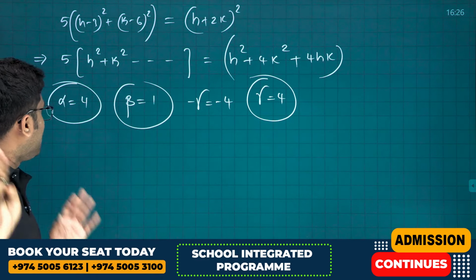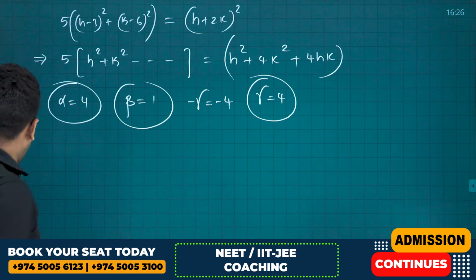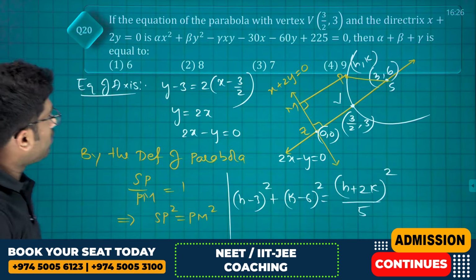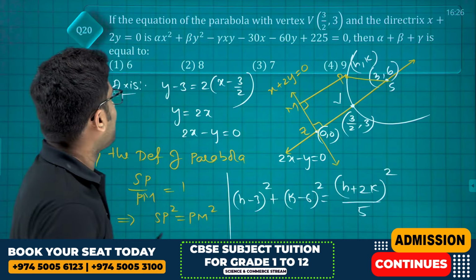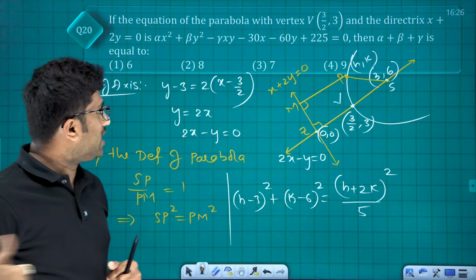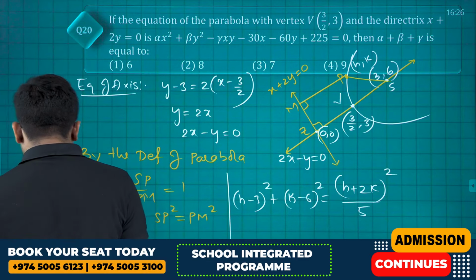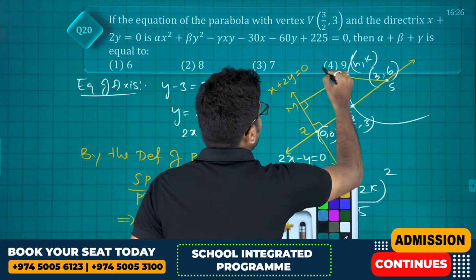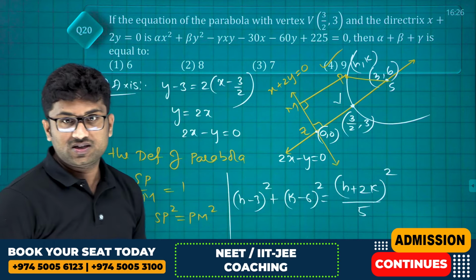We have got the beta value, alpha value and gamma value. Now they are asking us to find alpha plus beta plus gamma. 4 plus 4, 8. 8 plus 1, 9 is the answer. The answer is option D, which is 9, friends. Clear?